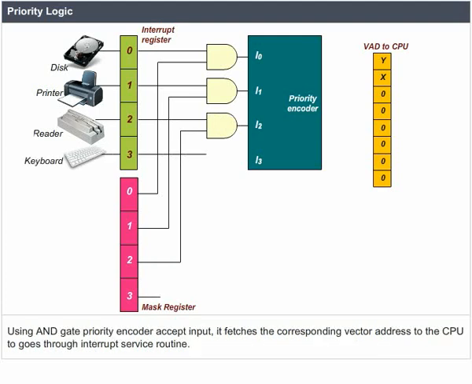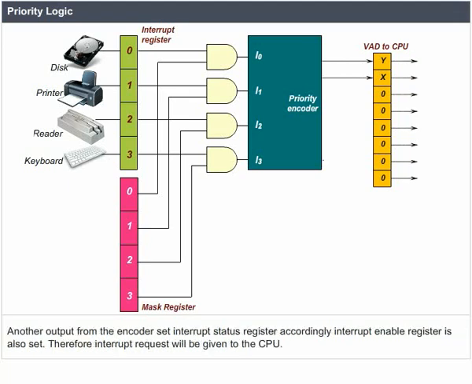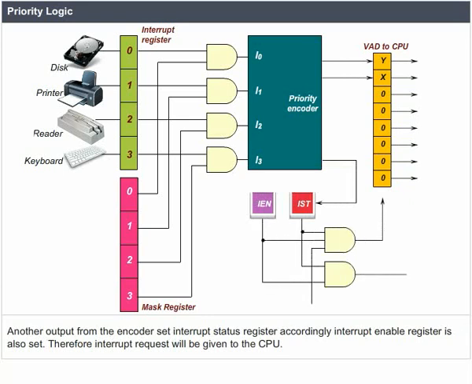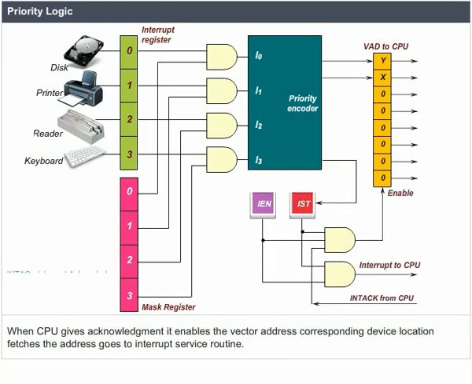Using AND gates, the priority encoder accepts input and fetches the corresponding vector address to the CPU to go through the interrupt service routine. Another output from the encoder sets the interrupt status register. Accordingly, the interrupt enable register is also set. Therefore, an interrupt request will be given to the CPU. When the CPU gives an acknowledgement, it enables the vector address. The corresponding device location fetches the address and it goes to the interrupt service routine.